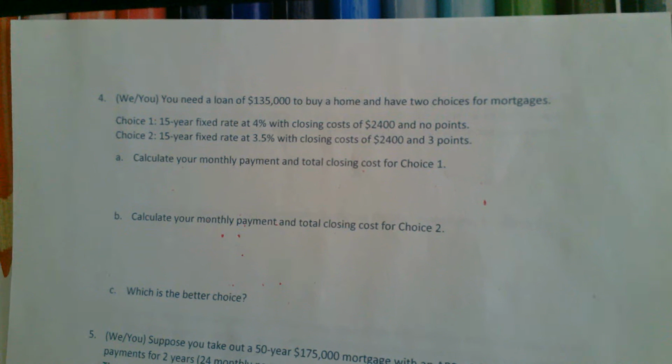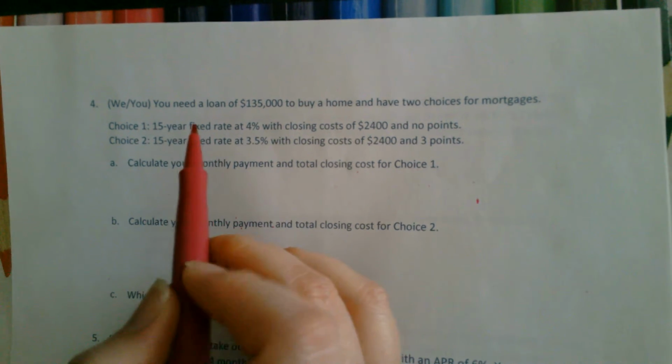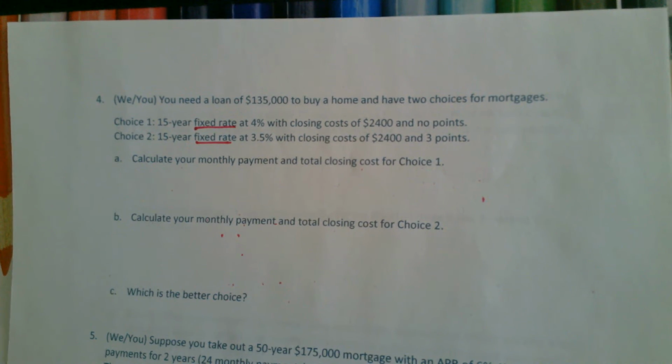Okay, question 4. You need a loan of $135,000 to buy a home and have 2 choices for mortgages. Choice 1, a 15-year fixed rate at 4% with closing costs of $2,400 and no points. And choice 2, a 15-year fixed rate at 3.5% with closing costs of $2,400 and 3 points. To calculate your monthly payment and total closing costs for choice 1. I do want to make a note here that it's talking about a fixed rate. In the lecture video, I mentioned there's a difference between fixed rate and adjustable rate.